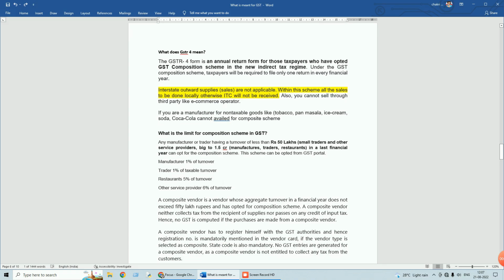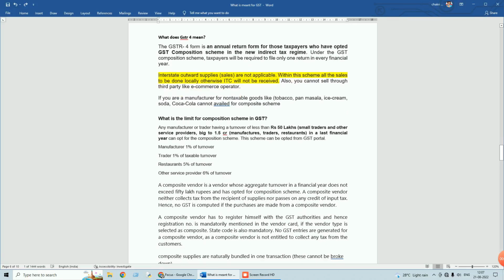Restaurant people have to pay 5% on the turnover. Other service providers, like small traders, have to pay 6% of the turnover.